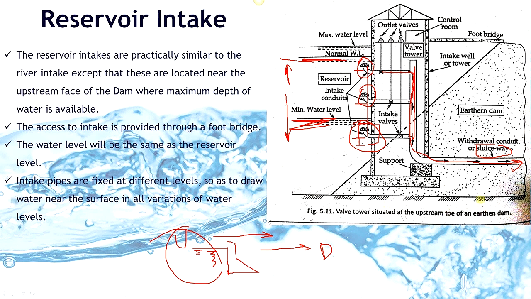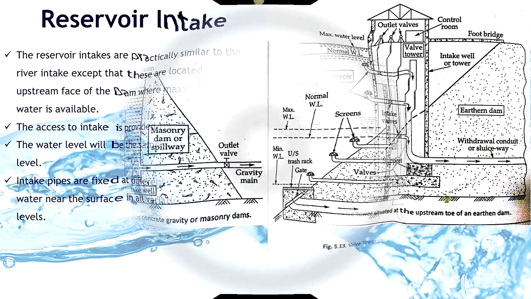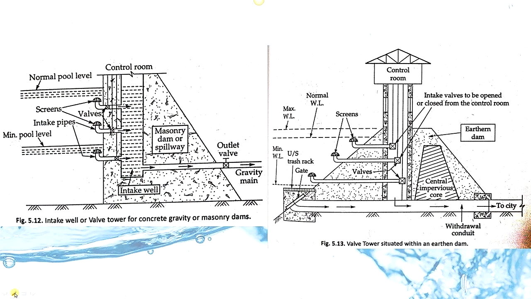This is the case of an earthen dam, and here you can see the intake for a gravity dam or masonry dam. An intake well is constructed inside the body of the dam. As water enters these inlets, it will be fed to this intake well, and then water is made to flow through the sluice way or spillways to the main discharge conduit that transmits the water to the water treatment plant.